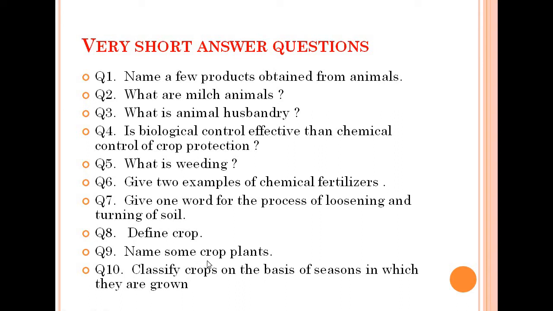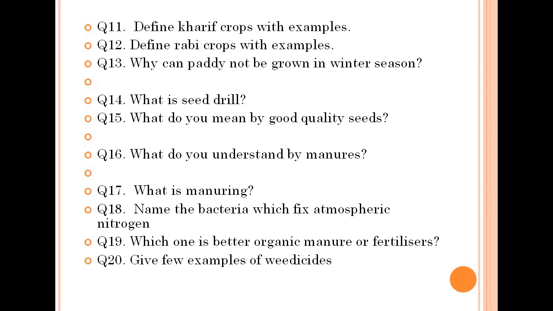Name some crop plants. Wheat, maize, cereals. These are the crop plants. Classify crops on the basis of the seasons in which they are grown. They have been classified into 2 parts on the basis of the season. Those are Rabi crops and Kharif crops. The example of a Kharif crop is rice and the example of a Rabi crop is wheat.